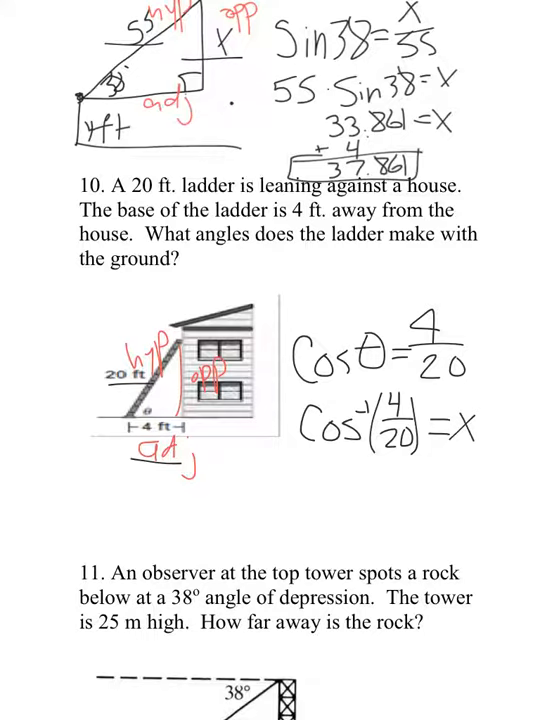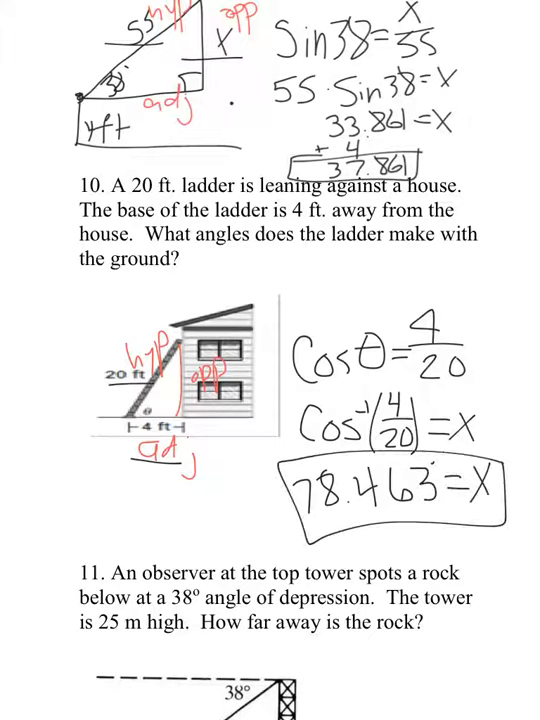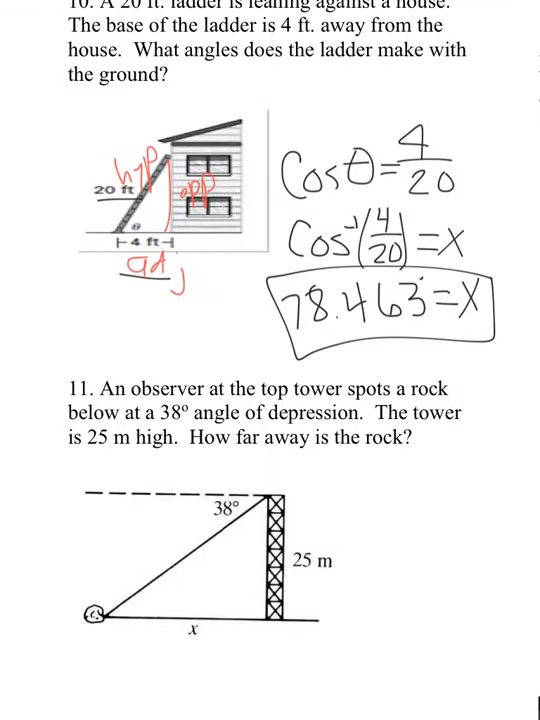Time travel. By the way, the inverse cosine of 4 over 20 should give you 78.463. Oh, that looks like eyes. Try that again, 63. And that is technically degrees. All right, so moving on.